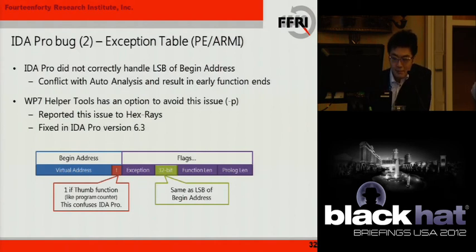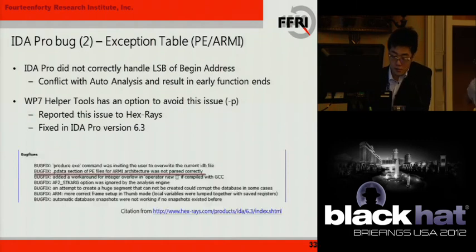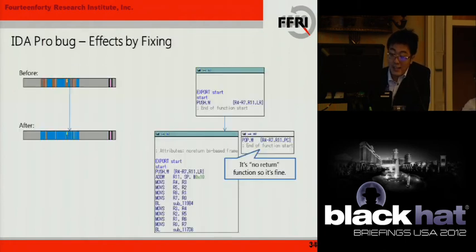The effect of fixing the files is very clear. Before you use the specific option, you will see red areas which indicate code but not function. But after you fix the files, you will see almost everything blue, the code, and the code is in functions. It makes analysis almost correct.